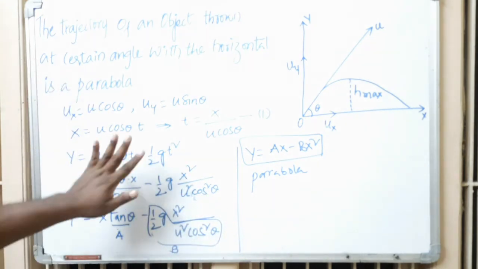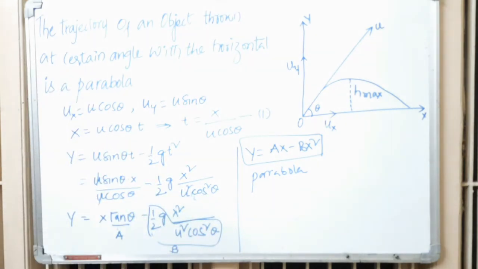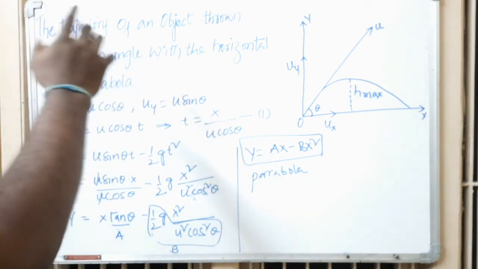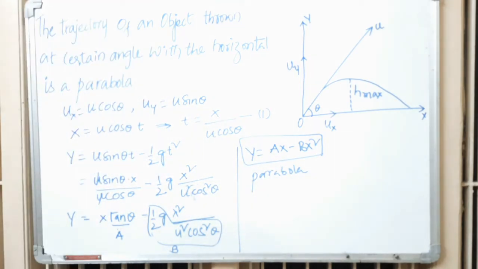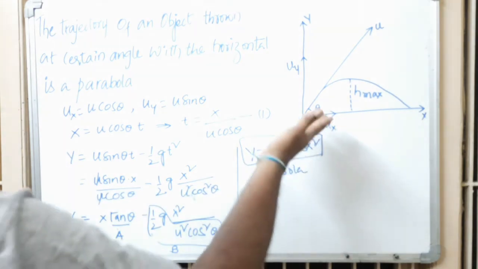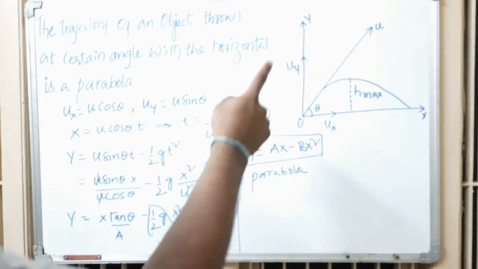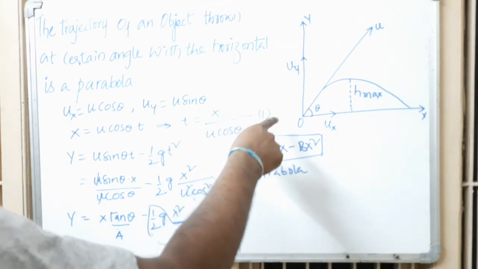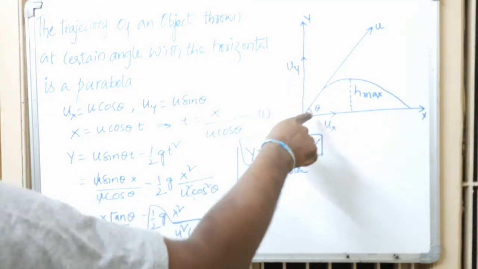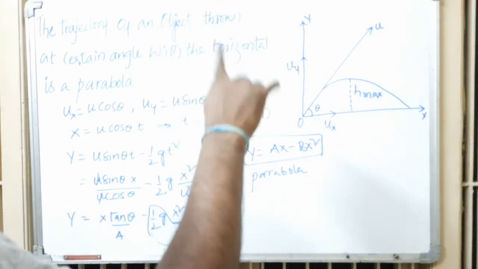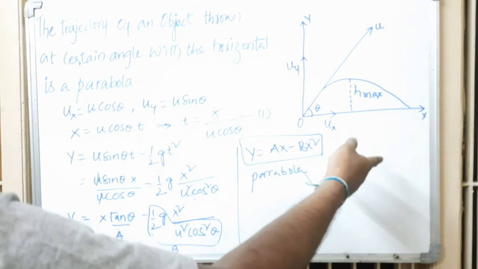Okay, so this is the question. So I will summarize the question once again. Our aim is to show that the trajectory of an object thrown at a certain angle with the horizontal is a parabola. So first draw the diagram. Here take x-axis and y-axis. So as I told you, a body thrown into the air at an angle theta with the horizontal is called a projectile. Now the path followed by it is called a trajectory.